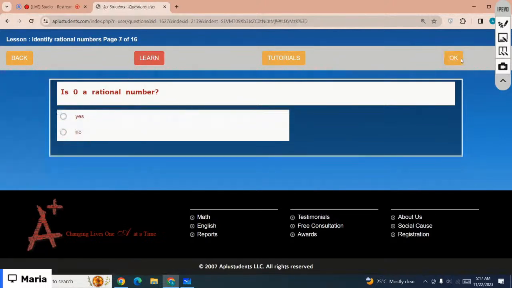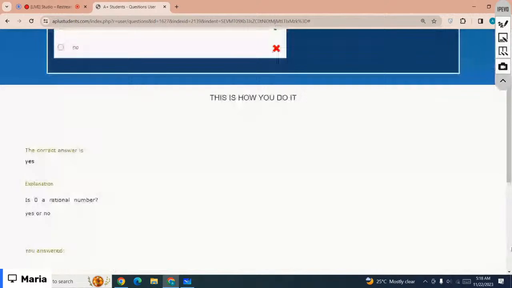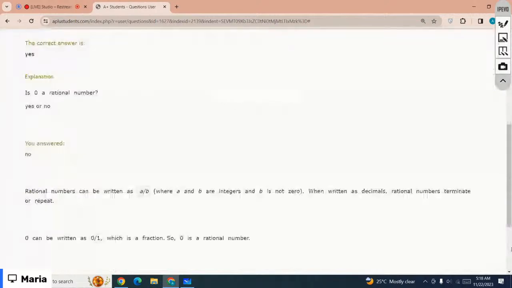Is 0 a rational number? The correct option is no. You cannot write 0 in fractional form. So 0 is not a rational number. Okay, wait, 0 is a rational number. Yes, you can write 0 over 1, which is a fraction, right? So yes, 0 is a rational number.